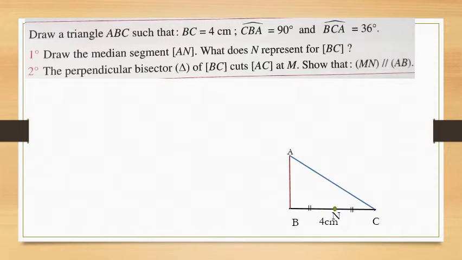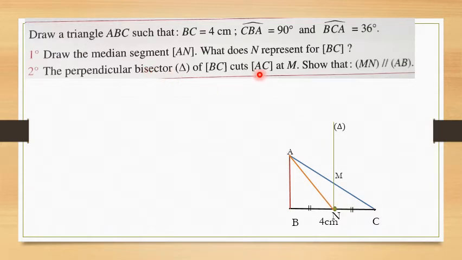Now, the second part. The perpendicular bisector delta of BC. How can we draw a perpendicular bisector? Either by compass or by drawing a perpendicular at its midpoint. And since we said that N is the midpoint of BC, directly here I can draw this line perpendicular to BC at its midpoint N. We name it delta as they asked.